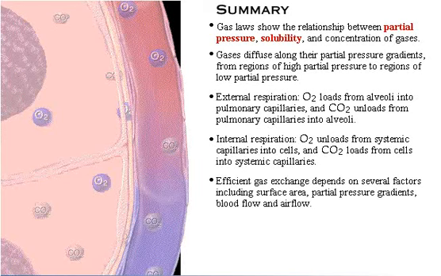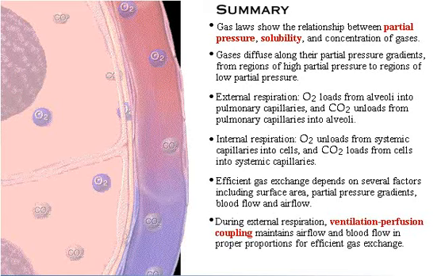Efficient gas exchange depends on several factors, including surface area, partial pressure gradients, blood flow, and airflow. During external respiration, ventilation-perfusion coupling maintains airflow and blood flow in proper proportions for efficient gas exchange.